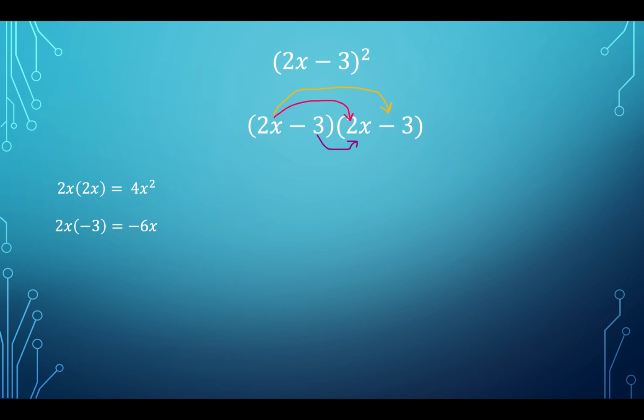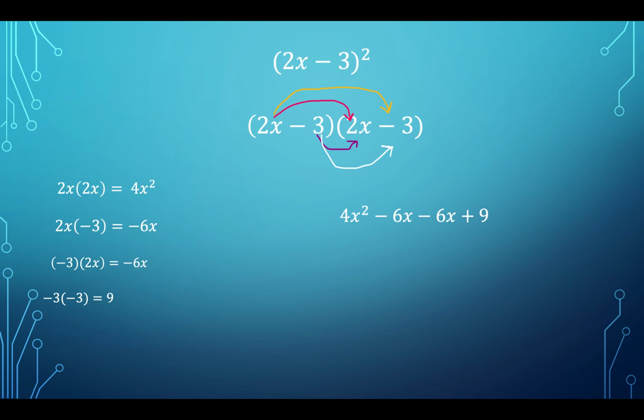Now I'm going to do negative 3 times 2x, and I get, once again, negative 6x. And then I do negative 3 times negative 3, and I get positive 9. Why is it positive? Because negative times negative gives me positive. So then I take all of this and convert this into our horizontal problem. So now we have 4x squared minus 6x plus 9.